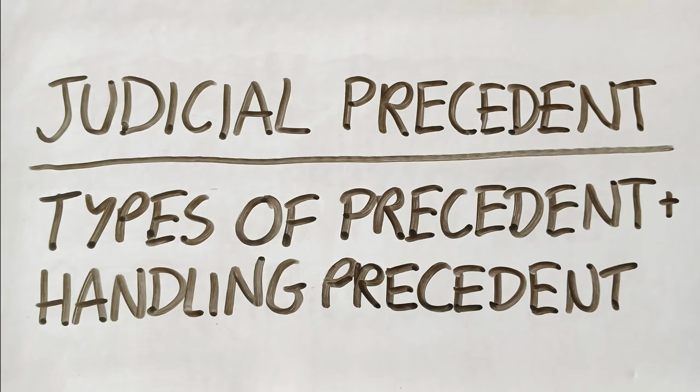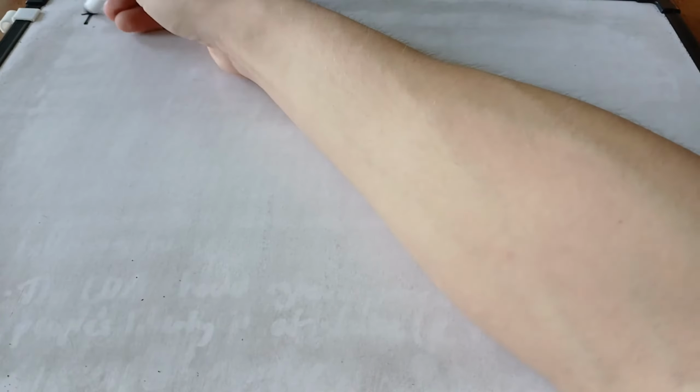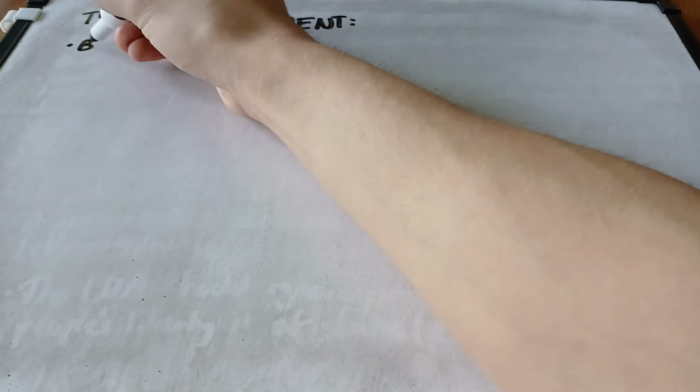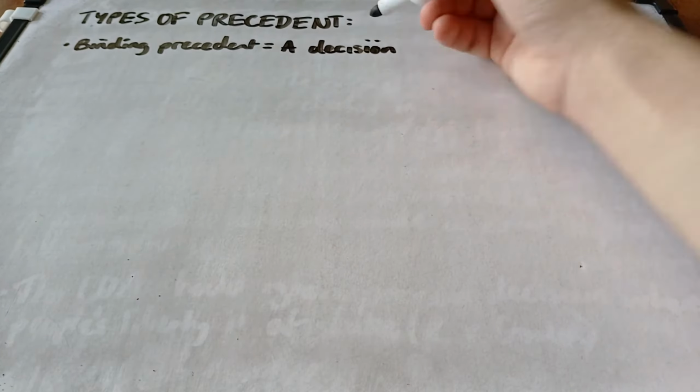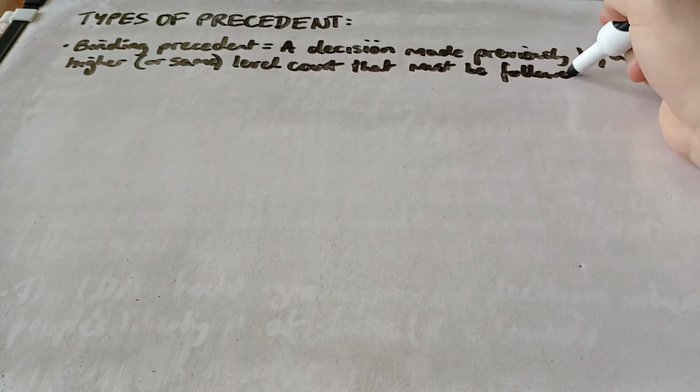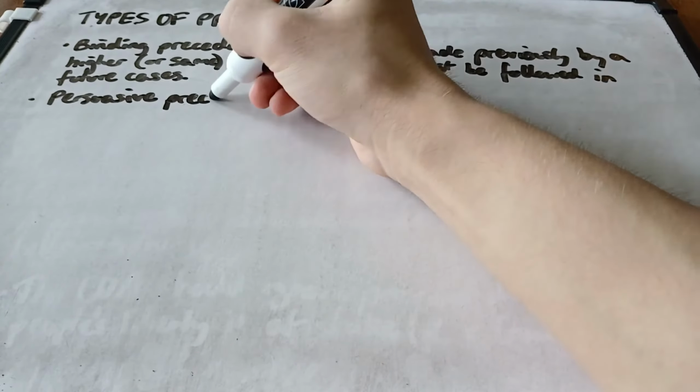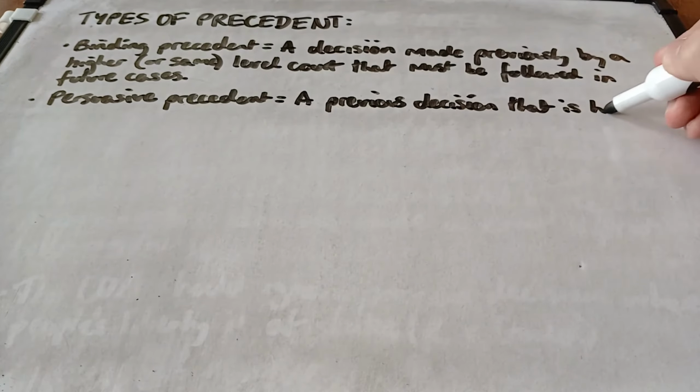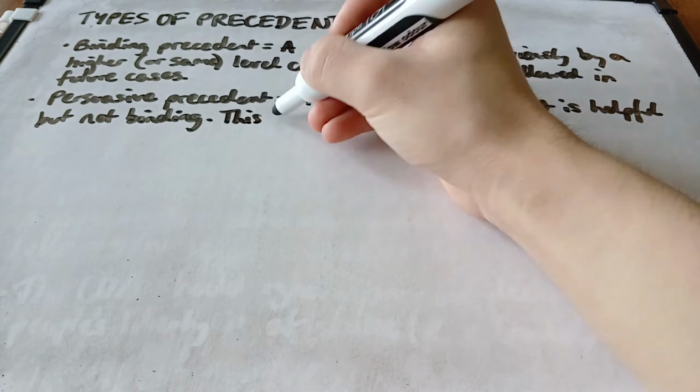In this video, I'm going to be looking at the types of precedent and how precedent is handled. Starting off with the three types. So first of all, we've got binding precedent. This is a decision made previously by a higher level or the same level court that must be followed in future cases. Persuasive precedent is a previous decision that's helpful but not binding.